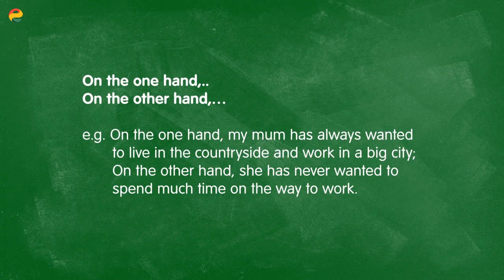And finally, to show that there can be multiple sides of an argument, or to show that there are, in fact, two sides to an argument, we will use the expressions "on one hand" and "on the other hand," just like in this example. On one hand, my mom has always wanted to live in the countryside and work in a big city. On the other hand, she's never wanted to spend much time on the way to work. Here, I'm simply showing that there are two sides and that they really contrast.